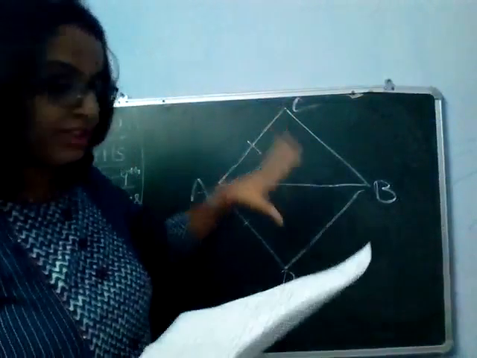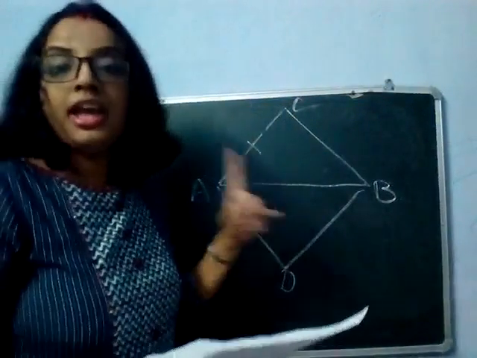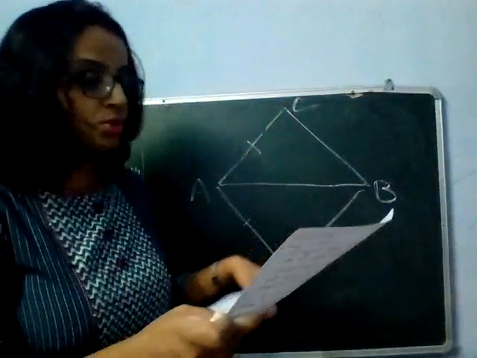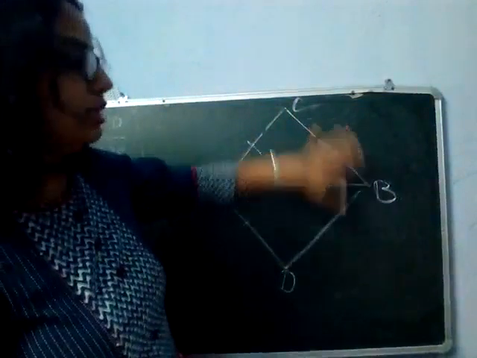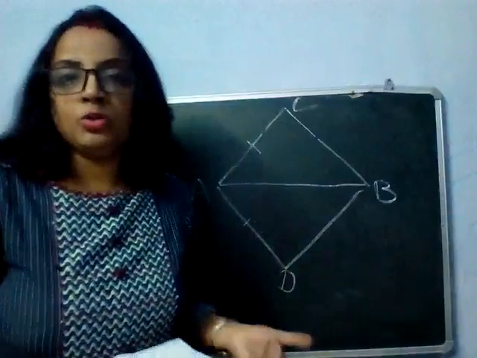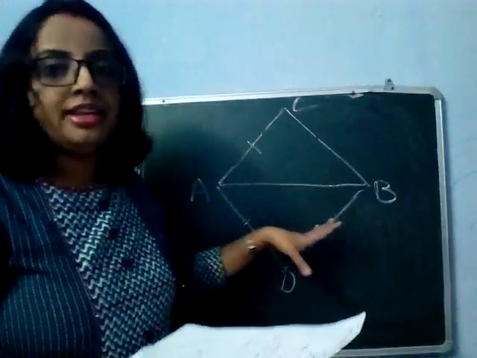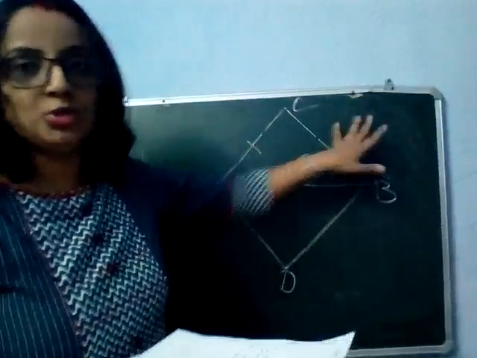First, you have to prove that these two triangles are congruent, and second, you need to say what you can conclude about these two other sides, whether they are equal or not equal. So you have to prove the congruence, and then talk about these two sides.